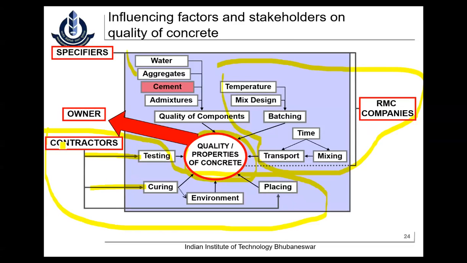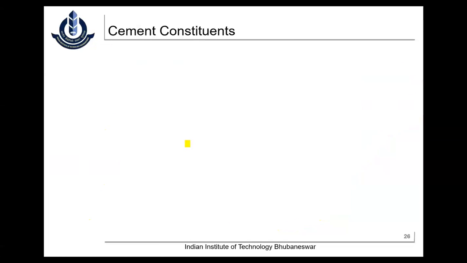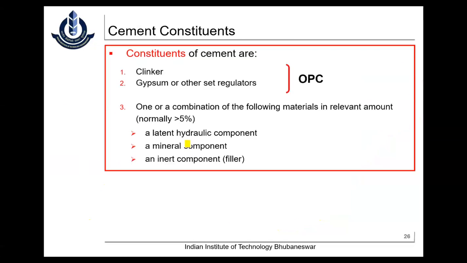But ultimately, for the owner, quality is more important. The performance of the product, the quality, is what matters. You need to have a quality structure. It should have a high service life. Now, a small description about the cement constituents, which we have seen. Okay, cement. I'm going to skip quickly and not take much time.